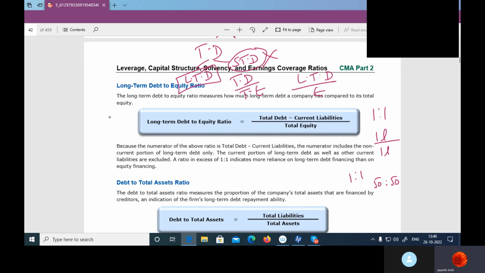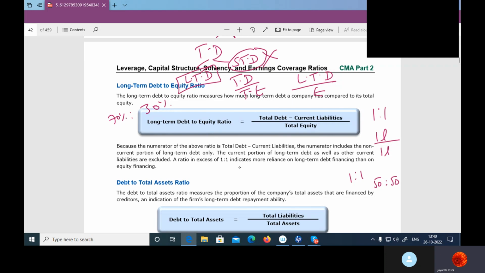Now assume if your long-term debt goes to 70% and your equity is 30%, then what happens? It's dangerous. See what happens if your debt and equity are 50%, 50%. Your business, the capital structure what you have, is completely balanced. So more equity is also not good, more debt is also not good.